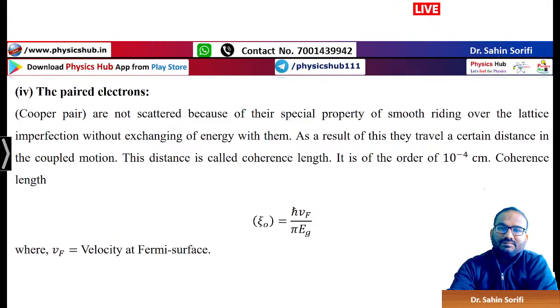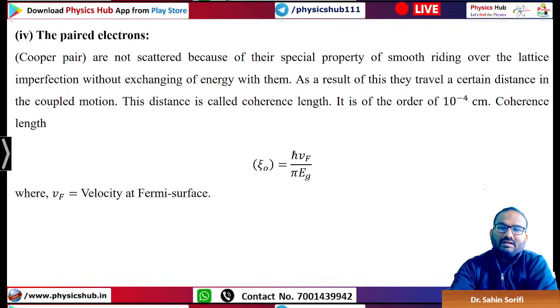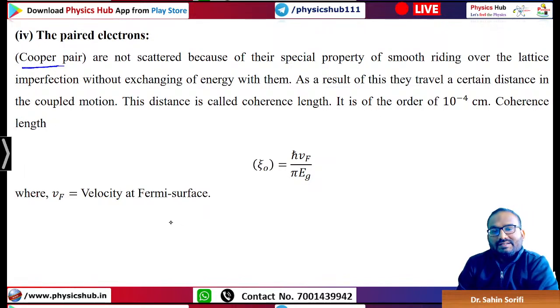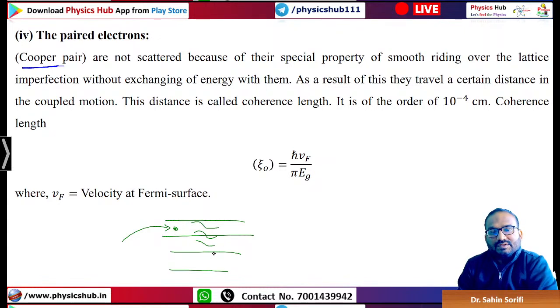Another point in BCS theory: the paired electrons, the Cooper pair, are not scattered. This Cooper pair is responsible for the superconductivity. So if I summarize the whole thing, you had the lattice. One electron came, it deforms the lattice. In the deformed lattice, another electron comes, so interaction happens, they form a Cooper pair.